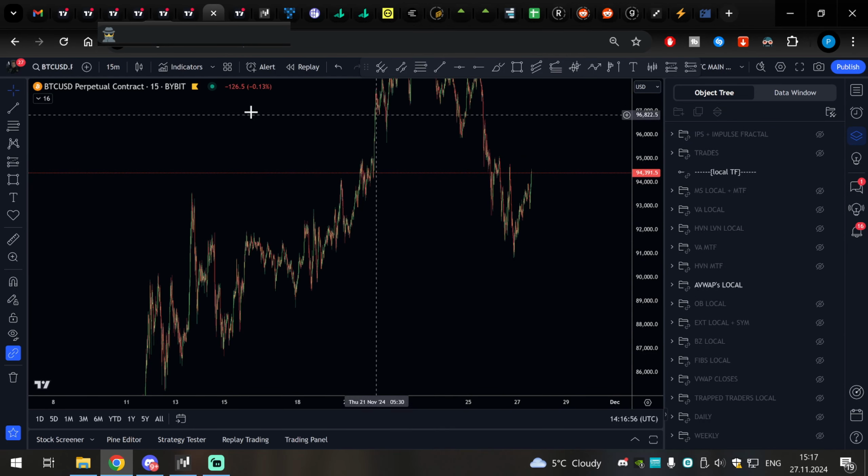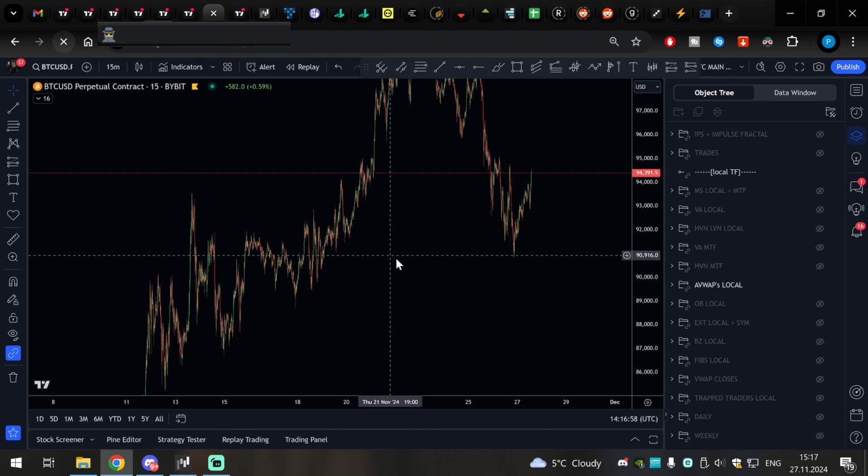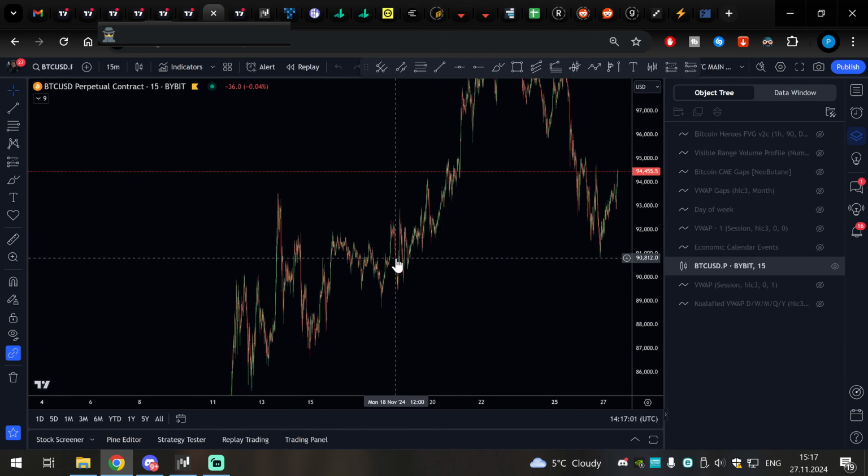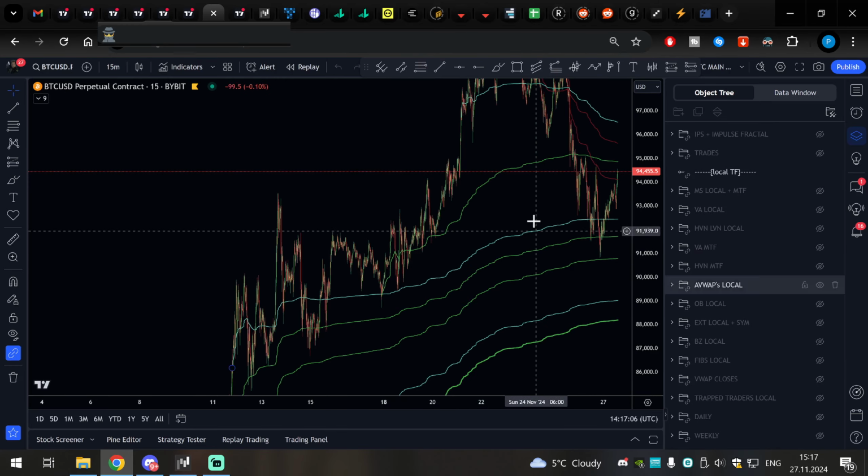Anchor VWAPs, I need to refresh. My TradingView is acting strange. Maybe I will be clearing cookies soon. Sometimes it's not loading what I have. Okay, here we are.